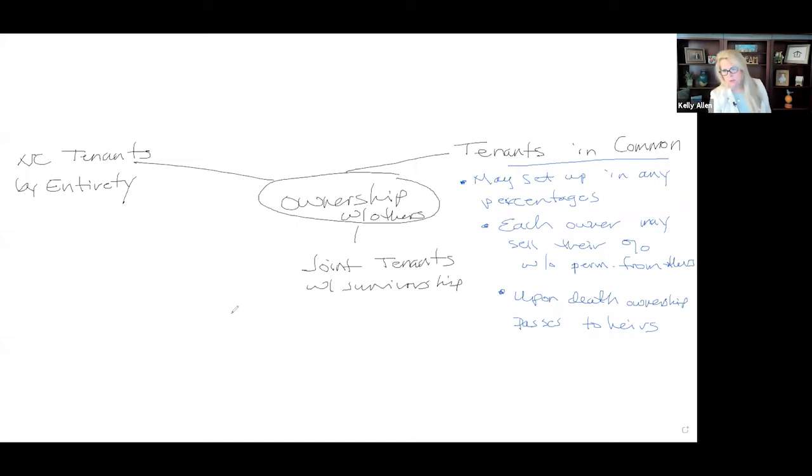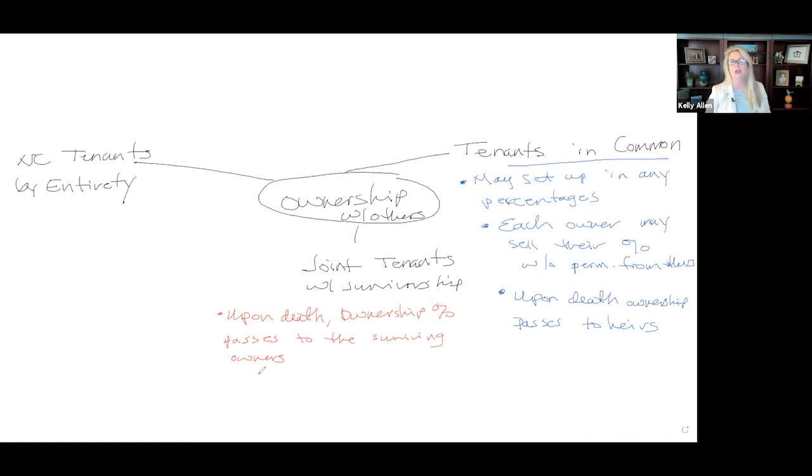So let's put that in red. Joint tenants with survivorship, upon death, ownership percent passes to the surviving owners. And nothing can break that agreement. Not marriage, not a will, nothing. That setup, joint tenants with survivorship, is bulletproof. Nothing can break that up. Again, not a will, not marriage, nothing. So upon death, ownership percent passes to the surviving owners.